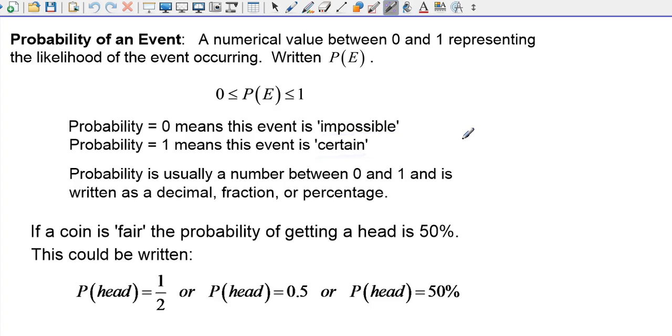So let's say we have a coin that's fair, and we want to know the probability of getting a head, and we know that's 50%. So that can be written as a fraction. We would say the probability of head is 1/2, or we can write it as a decimal. The probability of head is 0.5, or we can write it this way as a percentage. Probability of head is 50%. But if you're going to write a percentage, you have to include the percent sign. Okay, so three ways to write it: fractions, decimals, and percentages.